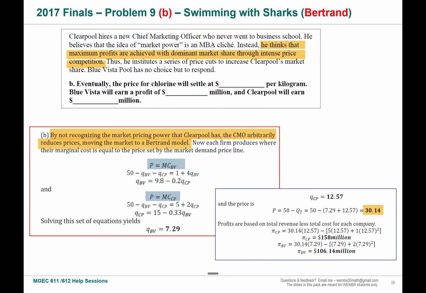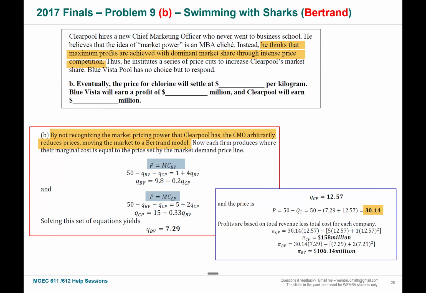Yep. Part B. Clearpool hires a chief marketing officer who never went to business school. He believes that the idea of market power is an MBA cliche. Instead, he thinks that the maximum profits are achieved with a dominant market share through intense price competition. That word, intense price competition, means now you are heading towards a Bertrand model. Thus, he institutes a series of price cuts to increase Clearpool's market share. Blue Vista Pool has no choice but to respond.